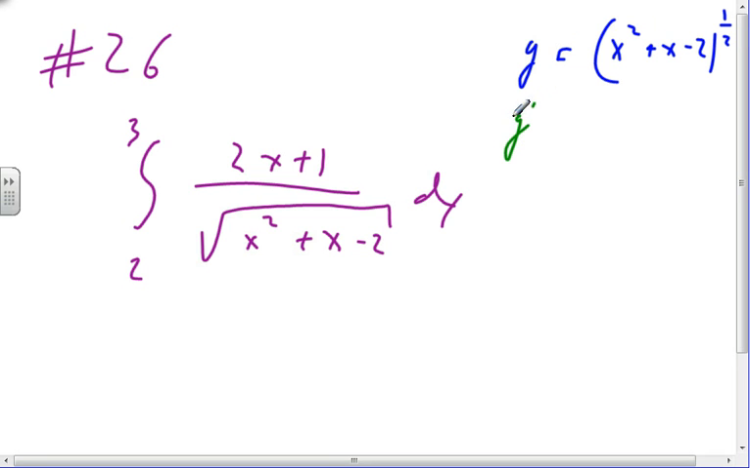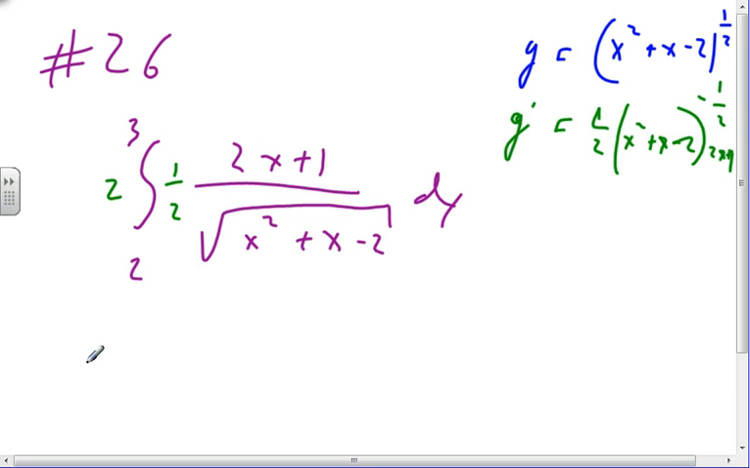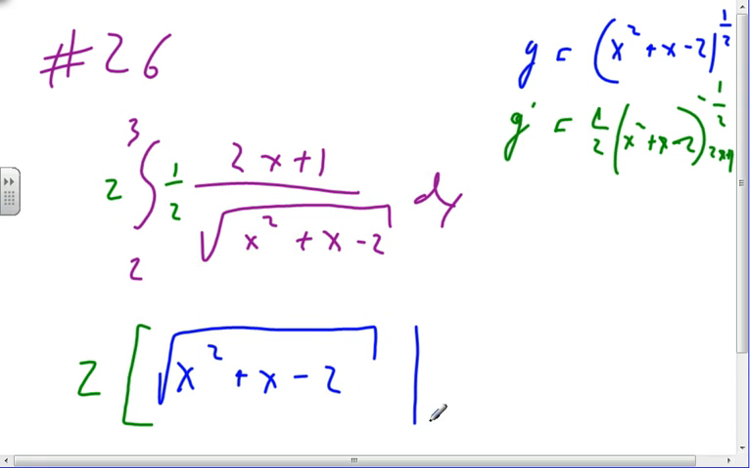And then the derivative of my guess is going to be 1/2 (2x plus 1) to the minus 1/2. So I need a 1/2 here and a 2 there. 2x plus 1. And on the inside, I keep the inside, x squared plus x minus 2. All right, so 1/2. I was right in what I was doing. 2 times the square root of x squared plus x minus 2, evaluated at 2 and 3.